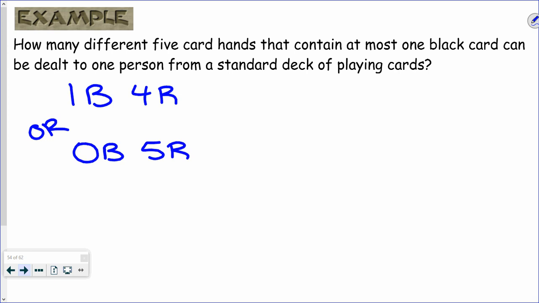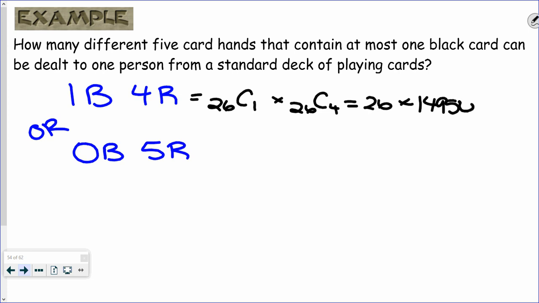So let's punch in our options. So there are 26 black cards. So out of the 26 black cards, I need to choose 1. And out of the 26 red cards, I need to choose 4. So 26 choose 1 is 26. 26 choose 4 is 14,950. And if I multiply those two things together, I get 388,700.